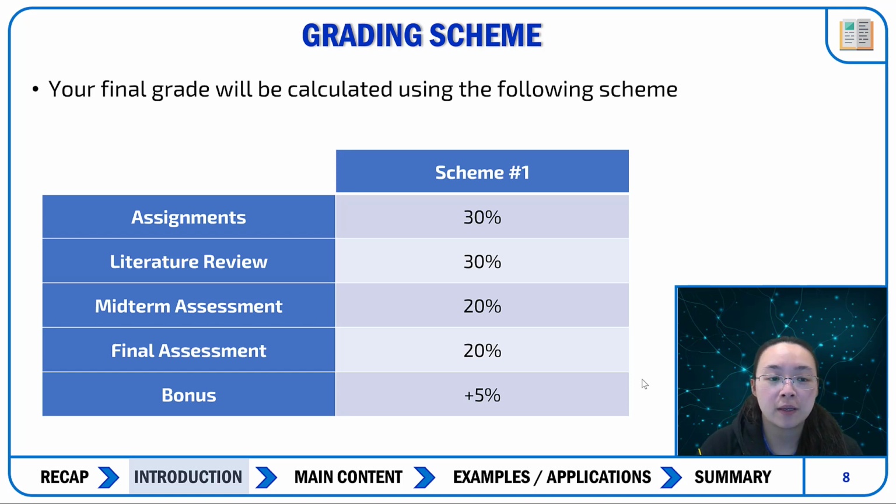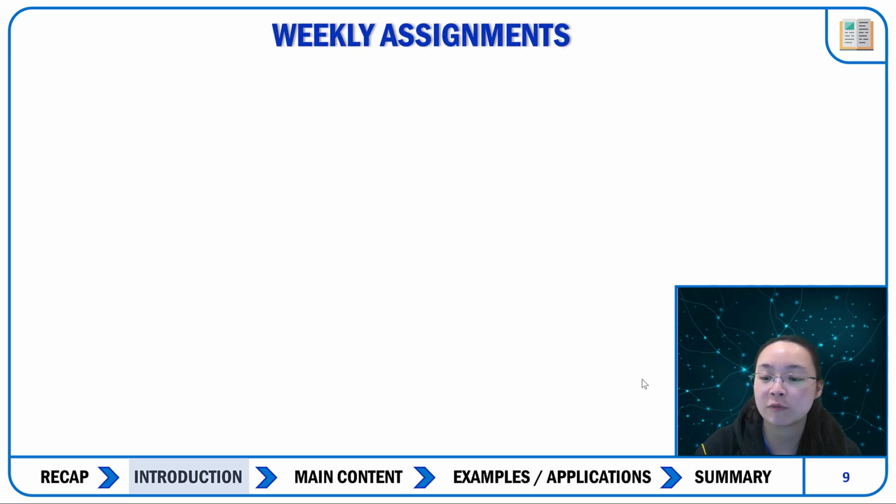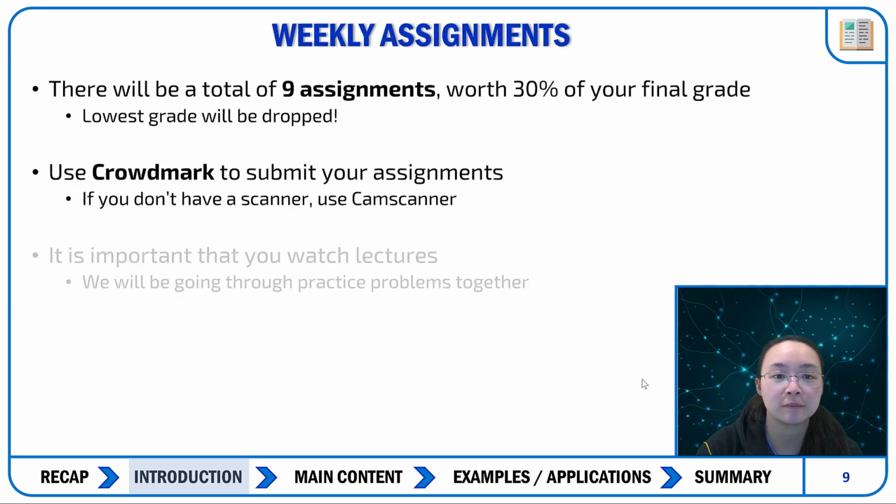Next, you have a midterm and a final assessment. They're each 20%. They're just called term assessments because it's not officially a midterm or a final exam. It's just similar to a midterm and final exam. So these will involve a multiple choice component as well as a group work component. There's also a 5% bonus that you can choose to complete, which is due at the end of the term on the last day of classes. No exceptions for late submissions.